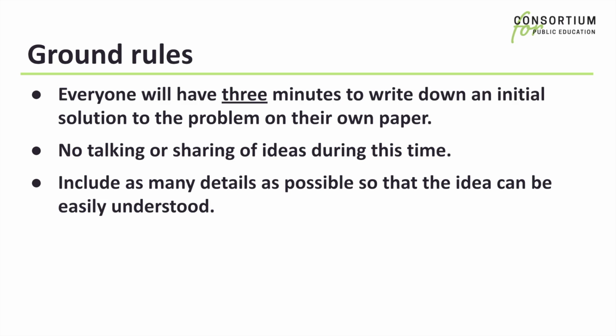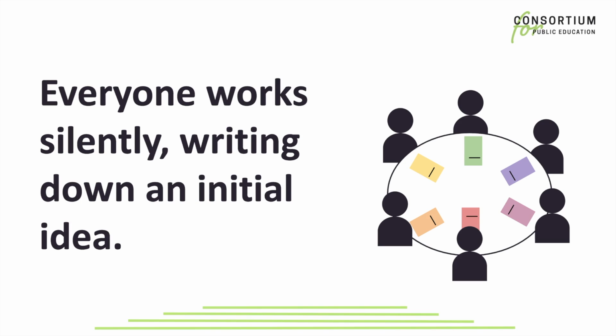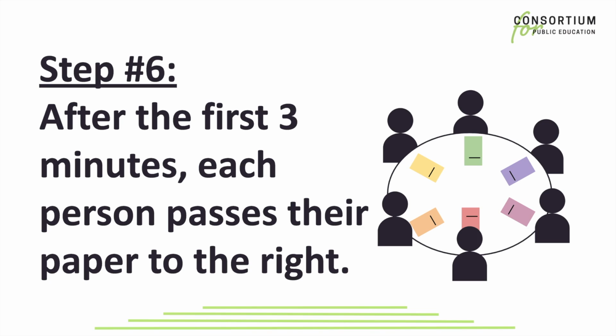For this method, we recommend that everyone have 3 minutes to write down an initial solution to the problem on their own paper. While everyone is brainstorming, there should be no talking or sharing of ideas. And be sure to include as many details as possible so that the idea can be easily understood by someone else. Now, step 5. Start the first 3-minute timer for brainstorming. Everyone works silently, writing down an initial idea. And then step 6. After the first 3 minutes, each person passes their paper to the right.